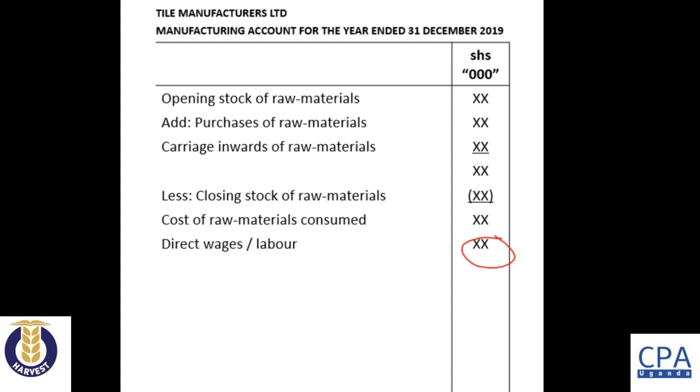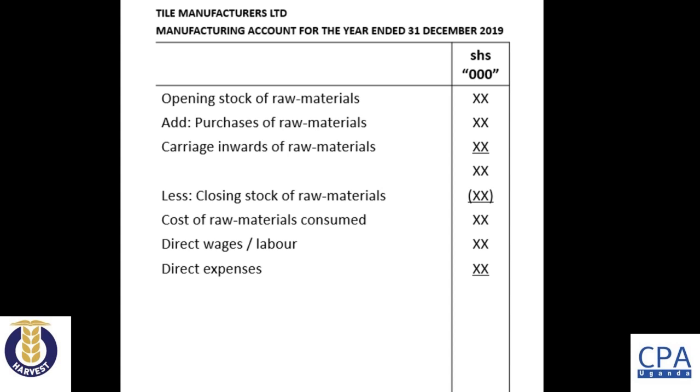You cannot talk of opening balance of labor, then purchases. No, we don't do it like that. There's nothing like opening balance of labor. So you simply bring in the labor that has been incurred in the period and add it to our materials. And then, as I've mentioned, the direct expenses are also going to be debited on this manufacturing account, so you bring in the direct expenses.